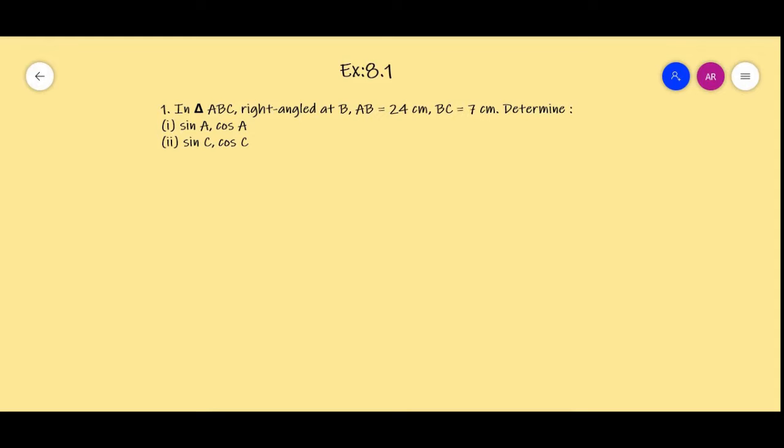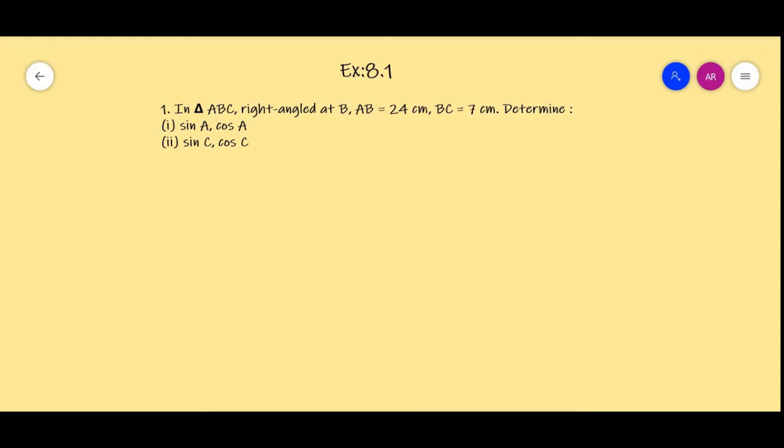In this question, we have been given that in triangle ABC, which is right angled at B, AB is equal to 24 centimeters, BC is equal to 7 centimeters, and we have to determine the values of sine A, cos A, which is our first bit, and then we have to also find out the values of sine C and cos C. These types of problems we have already seen how to do in the previous video, so it's going to be super easy now to solve it.